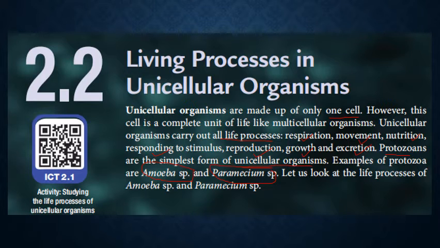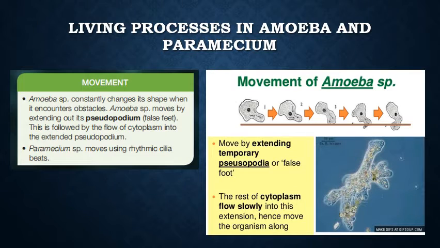Under today's subtopic, we are going to look into life processes of these two unicellular organism. Living processes in amoeba and paramecium. It should be species here. I forgot to write, but never mind. The first process is movement. Amoeba constantly changes its shape when it encounters obstacles. When they encounter obstacles, or halangan, they will go around the obstacles by changing their shape.